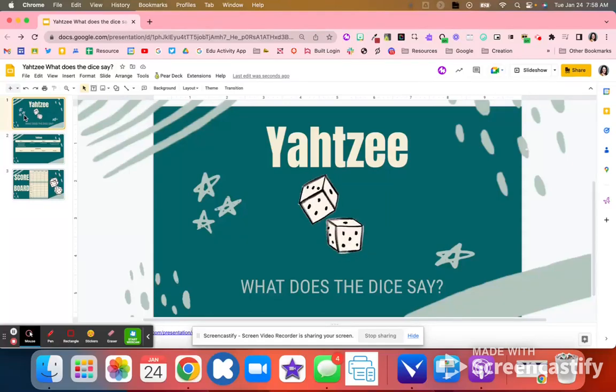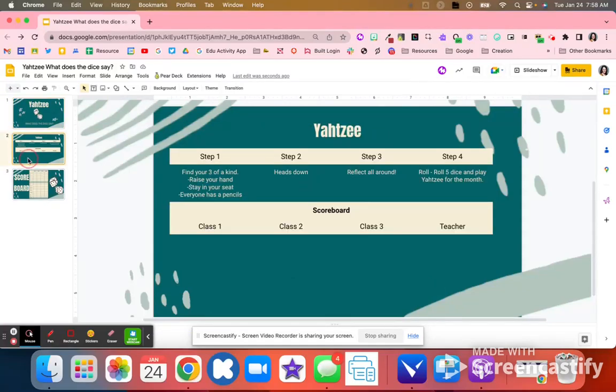We're going to be learning how to play Yahtzee. For Yahtzee, there are 4 different steps. First, you're going to think about your behavior goals, or whatever goal you want your students to achieve throughout the class period or throughout the day, depending on when you have your students. For example, it's going to be find your 3 of a kind.